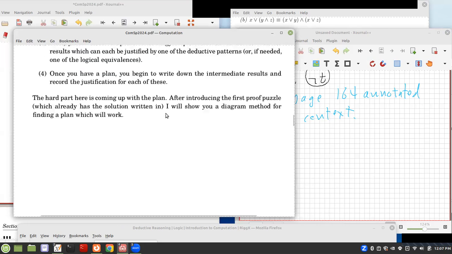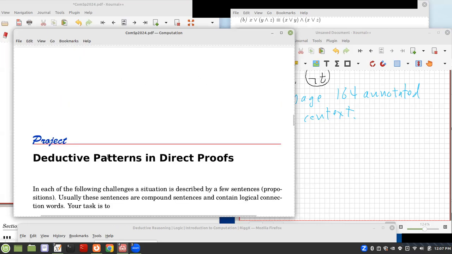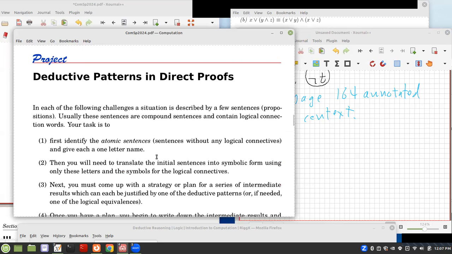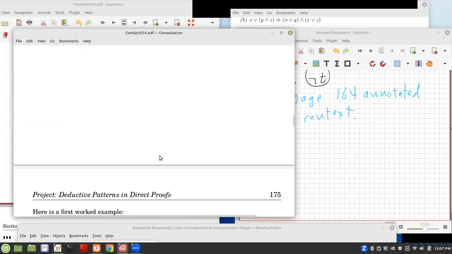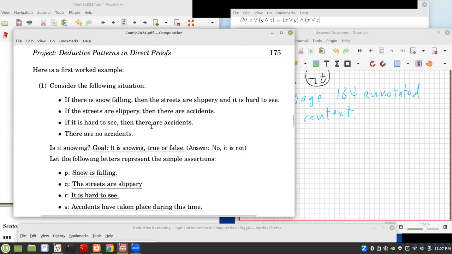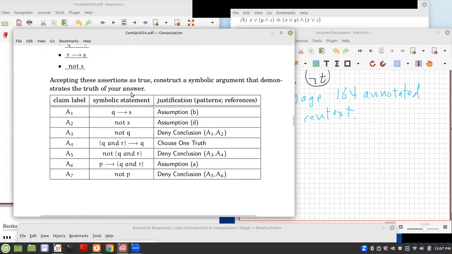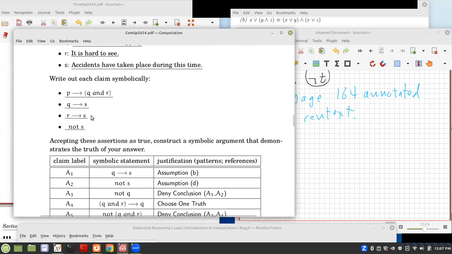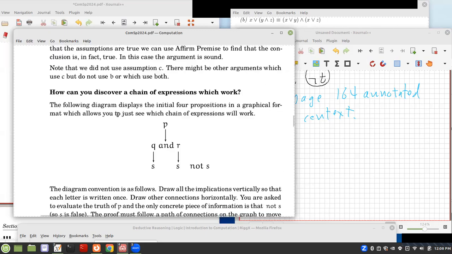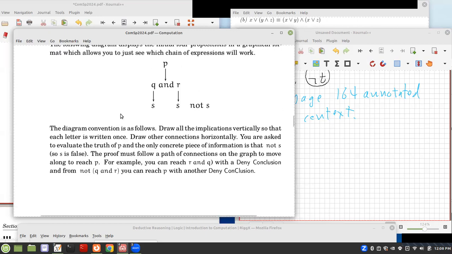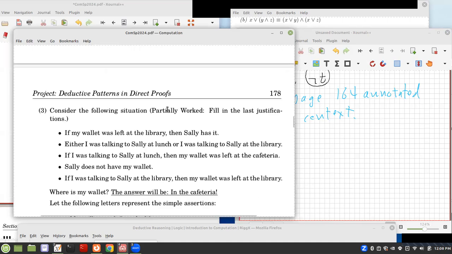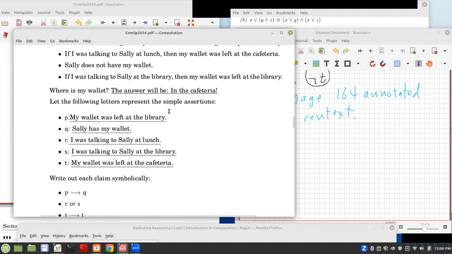But at the end, there is a project, deductive patterns and direct proofs. There are some directions at the beginning, but then there are these larger examples. For example, here are Gimli proofs, but they're longer. Now, these ones require more understanding; the proof discovery diagram is more helpful here. And then there's more discussion of that. And here I show you the diagram.